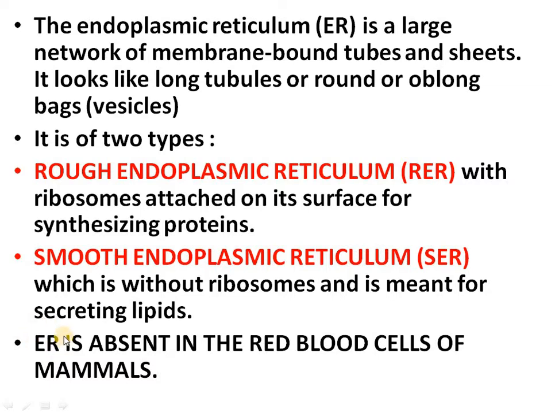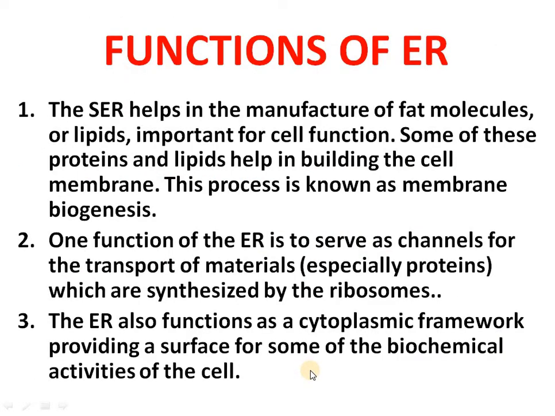Endoplasmic reticulum, ER, is absent in the red blood cells of mammals. It means this is not present in the red blood cell. Why? Because you know red blood cell is the carrier of oxygen due to the presence of hemoglobin. To accommodate more and more hemoglobin inside it, it does not have any organelle or nucleus either. So it also does not have endoplasmic reticulum inside its cell. Clear?